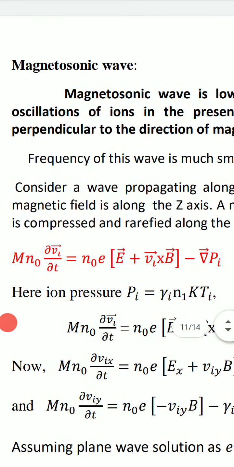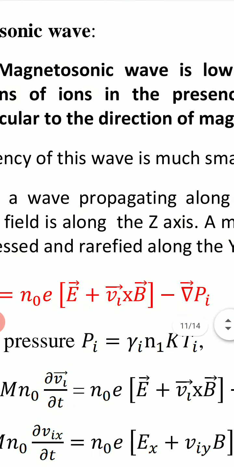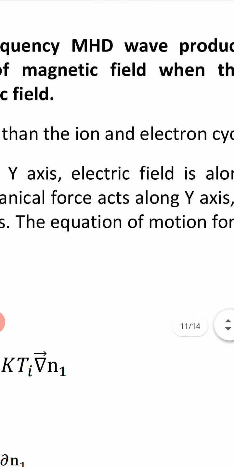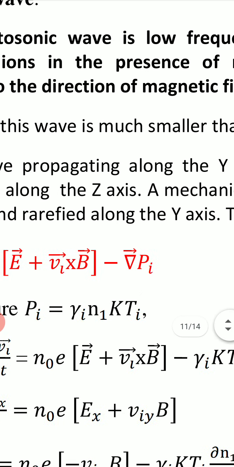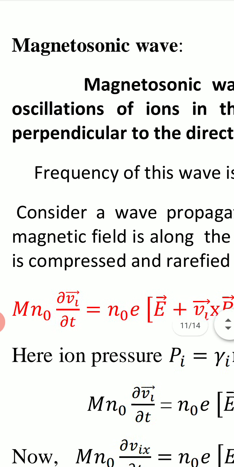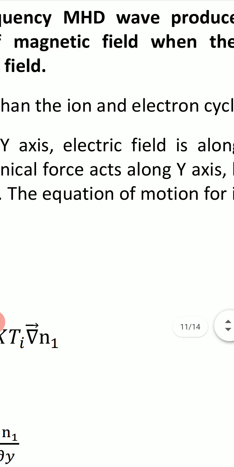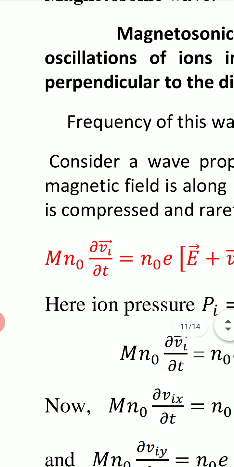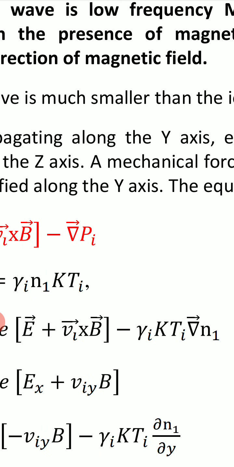Today's topic is magnetosonic wave. Magnetosonic wave is a low frequency MHD wave produced in plasma by oscillations of ions in the presence of magnetic field when the propagation is perpendicular to the direction of magnetic field.